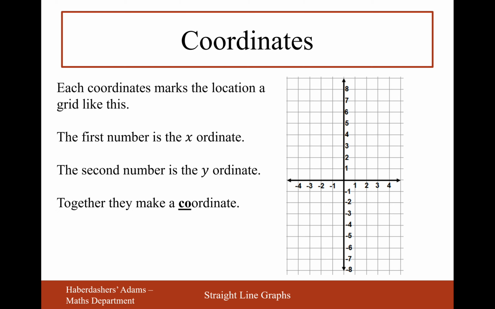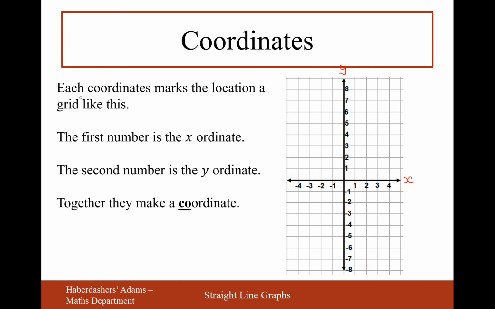Now just a reminder of coordinates. This is how coordinates work. The x-axis is the axis going across. Remember that x is a letter that's written across. And then y is to the sky. Y is upwards and downwards.